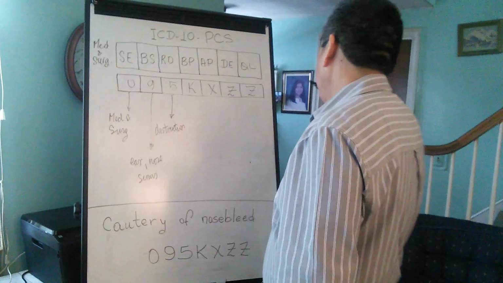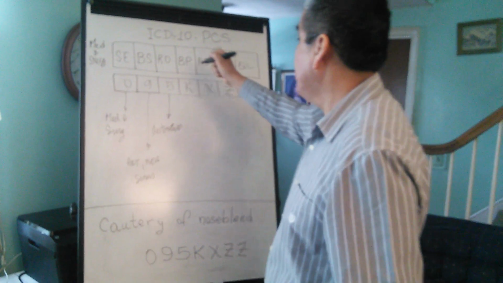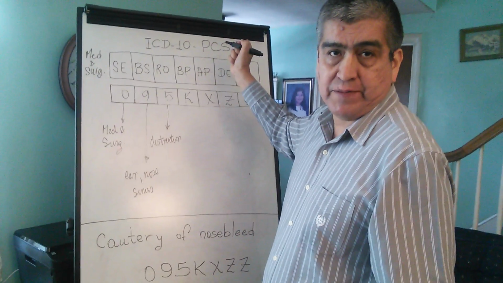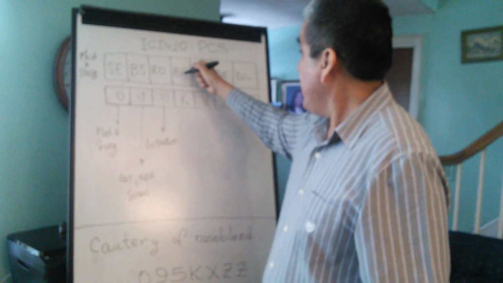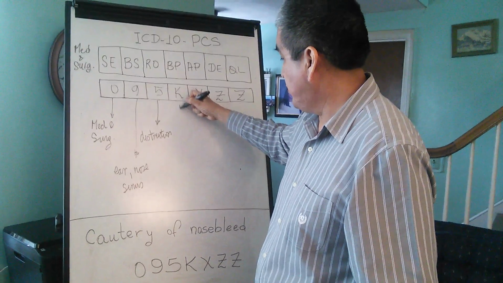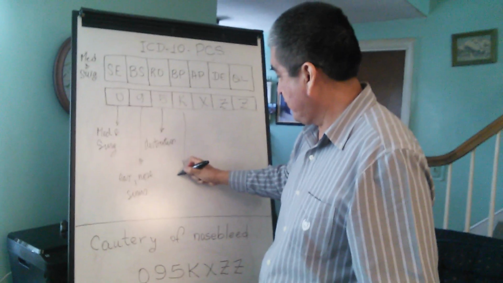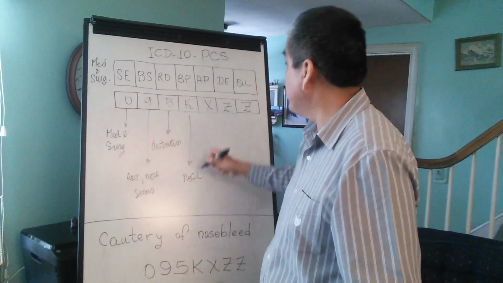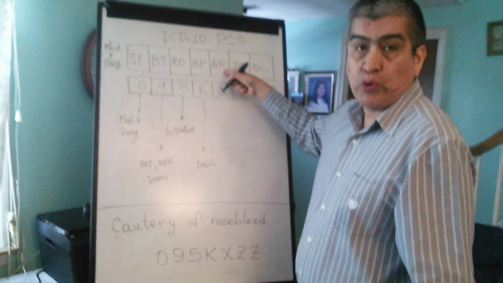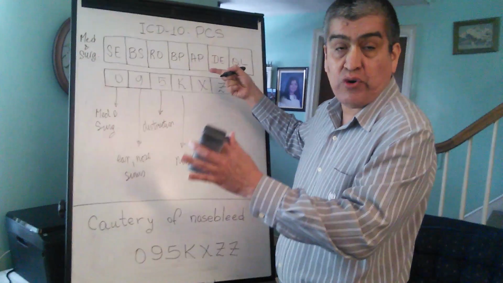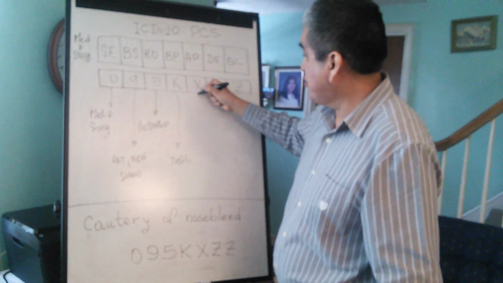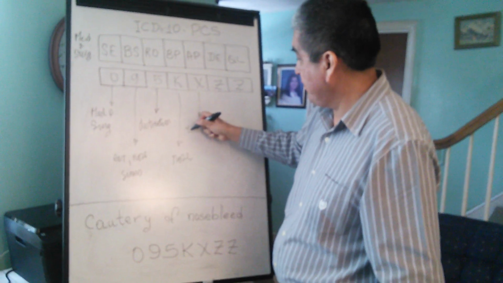Now, the fourth character is the body part, and the K represents the nose, because the procedure was done on the nose. The fifth character represents the approach. How was it done? As you saw in the video, it was done externally. So the X means external.